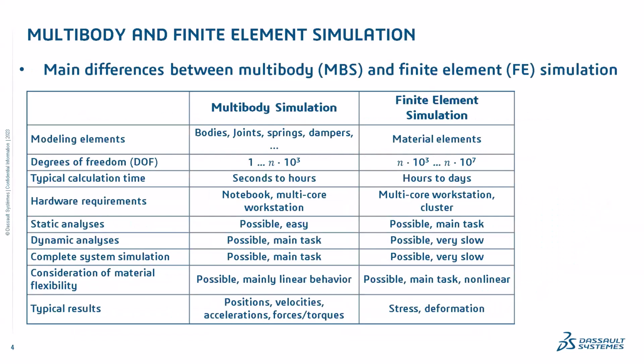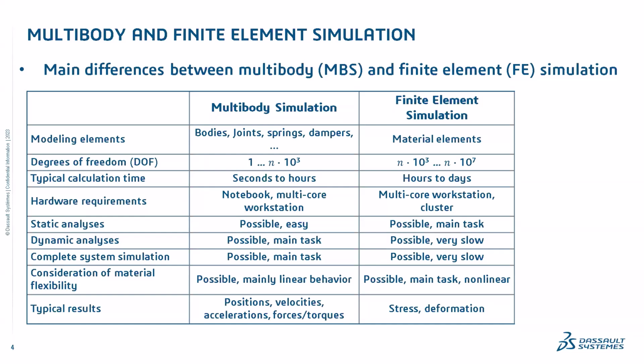Going on to the next slide, I've put a comparison between MBD simulations and FE, finite element, simulations, and the main differences are listed here. The modeling elements in MBD simulations are mainly bodies, joints, spring dampers, etc. Whereas in FE simulations, you have material elements as the main modeling elements. An MBD model would generally have from a few to a few thousand degrees of freedom if it's a very high fidelity model; that's generally the maximum range. Whereas in an FE simulation, the degrees of freedom go from a few thousand to a few million.